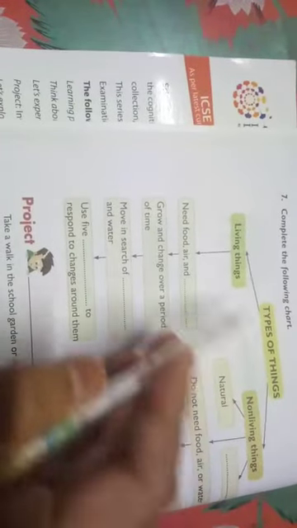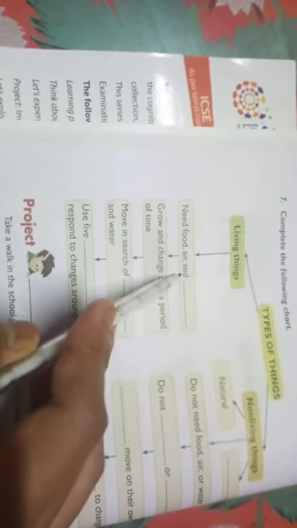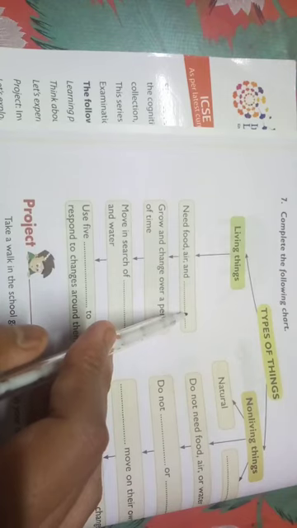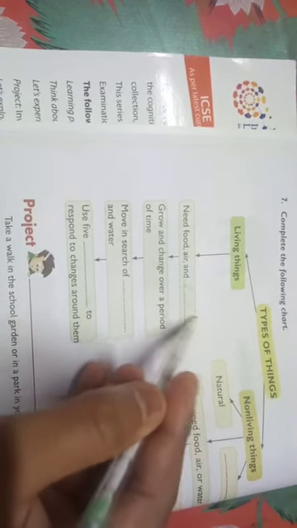Let me see. These are question number 7. The charts are there. Types of things, living things. Living things need food, air, and the characteristics you have to write down. Need food, air, and water you can write down.